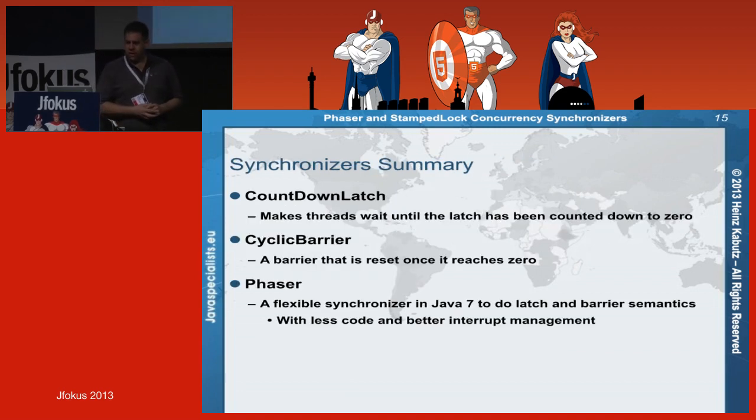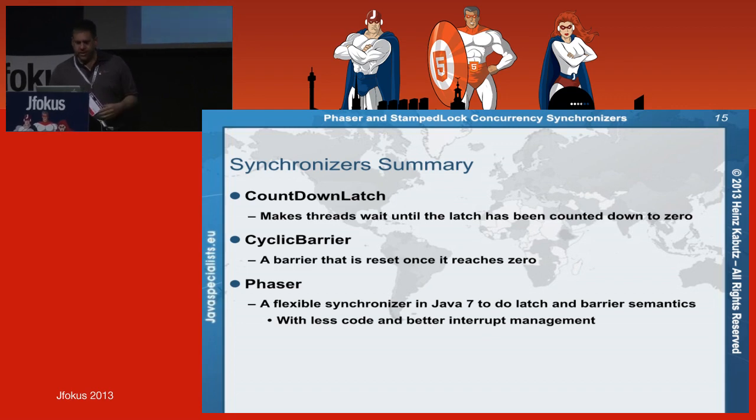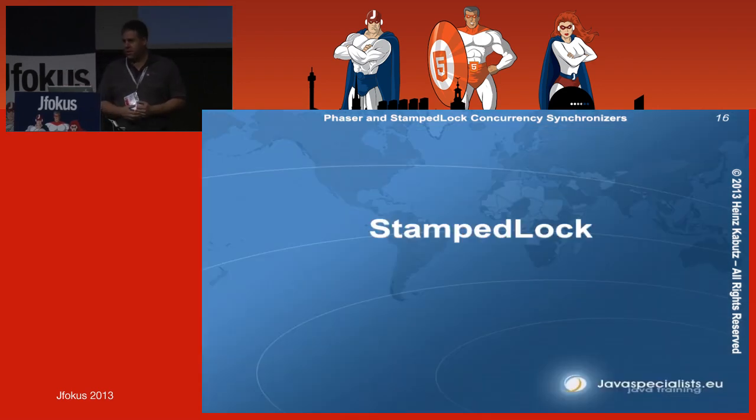CountDownLatch we use if we know the count and we want it to be a once-off usage, whereas CyclicBarrier gets reset. Phaser is more flexible. It's a Java 7 class we can use for doing this type of semantics, but with less code and better interrupt management. So, which brings us to the StampedLock.